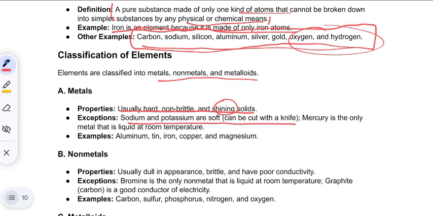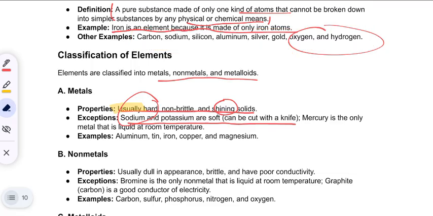Right now I told you that metals are usually hard, but my dear, see properly, I have said they are usually hard, not every time, usually. So there are some exceptions. Sodium and potassium.